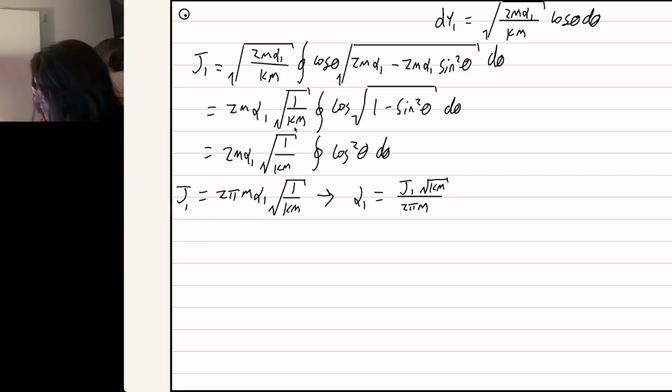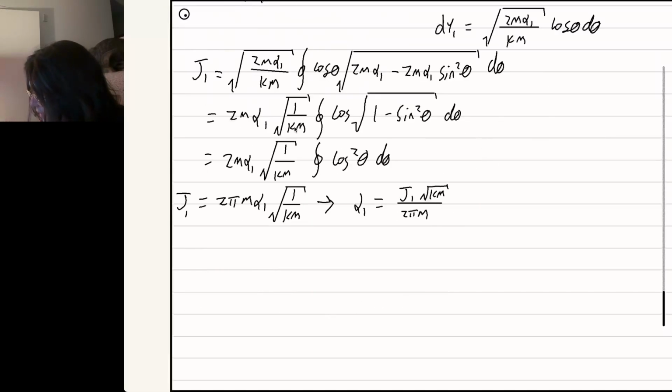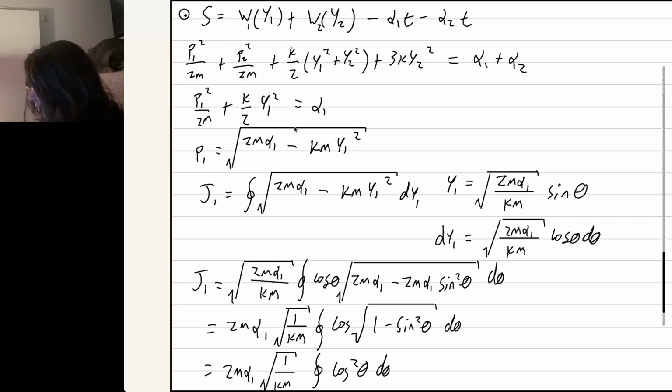Separating our Hamiltonian with the Hamilton-Jacobi equation, we're just keeping the stuff that depends on y2. p2 squared over 2m plus k over 2 y1 squared plus 3k over 2 — that's actually meant to be a 2 squared, y2 squared — equals alpha 2, right? Yeah, okay. Actually, no, not 3k over 2, it's just 3k.